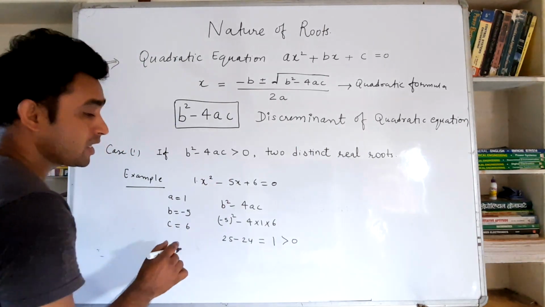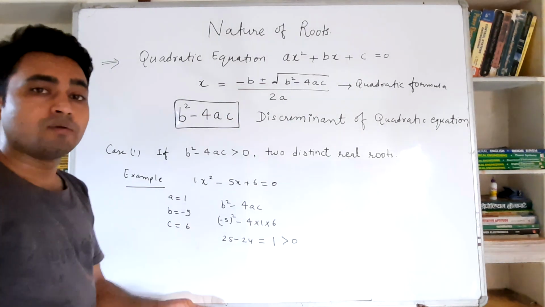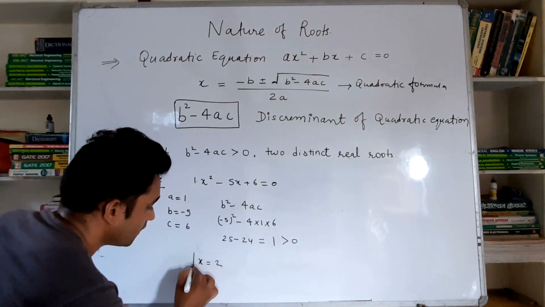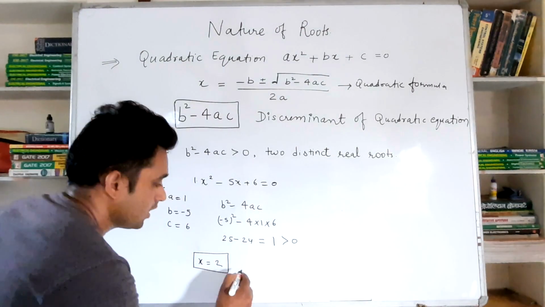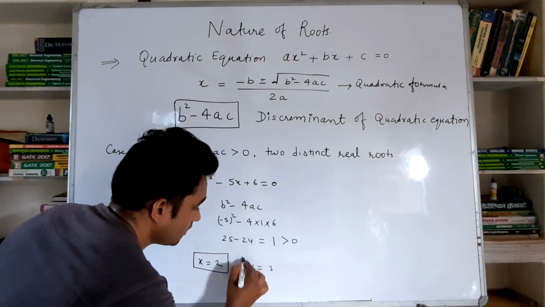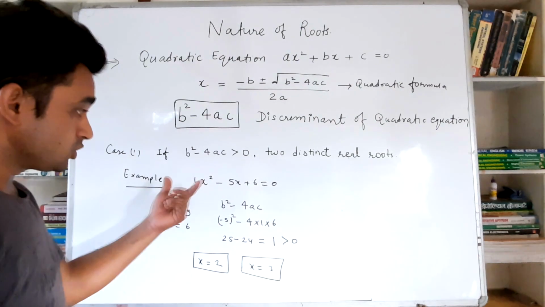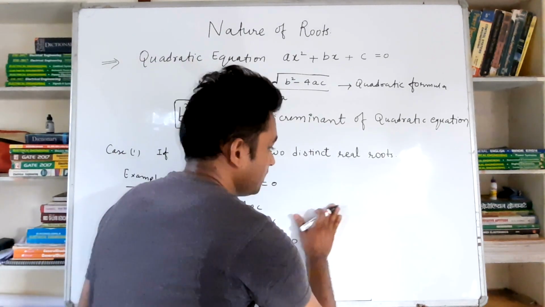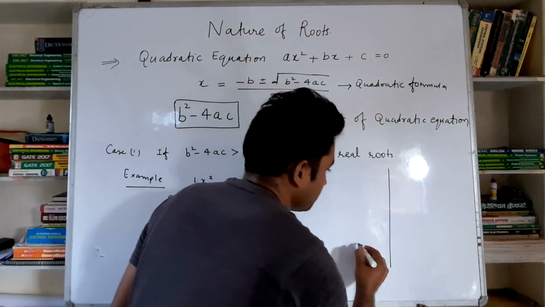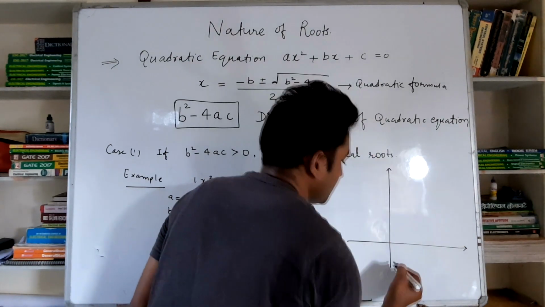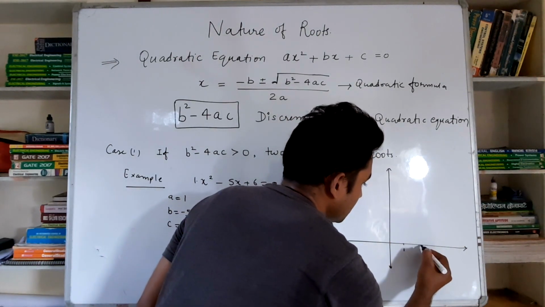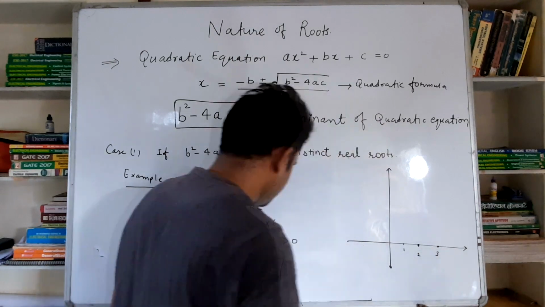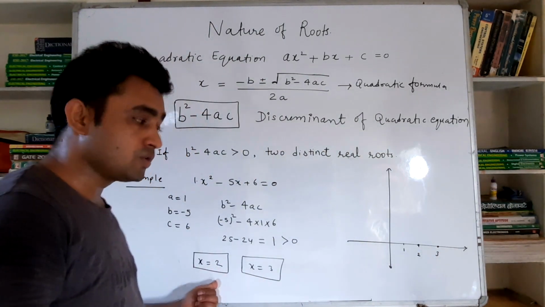When we find the roots by using either this formula or the middle term splitting method, we find that x equals 2 is one root of this equation and x equals 3 is another root. When we understand the nature of the roots by the graphical method, let this be 1, this be 2, this be 3. So (2, 0) and (3, 0) are our solutions. It means x equals 2 and x equals 3.